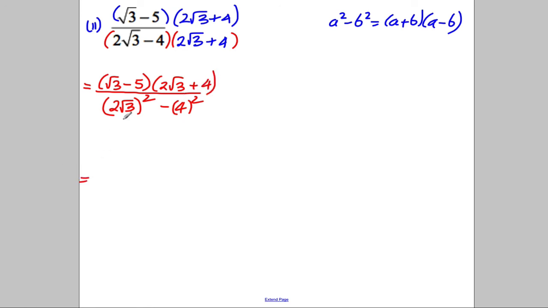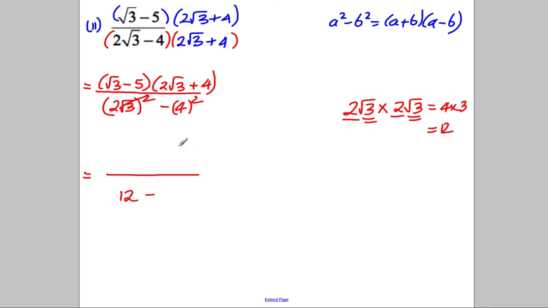Now the bottom, 2 root 3 multiplied by 2 root 3. If you're not sure what 2 root 3 squared is, 2 root 3 multiplied by 2 root 3. Well, 2 multiplied by 2 is 4. Root 3 multiplied by root 3 is 3. So 4 multiplied by 3 is 12. So on the bottom, what we would have got is 12 take away 4 squared, which is equal to 16. Okay?